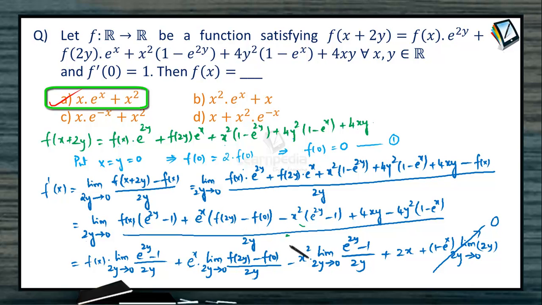By using the functional relation, the first principle definition of derivative, and some standard limiting values like (e^x − 1)/x, we used these two results to find the function f(x), right?